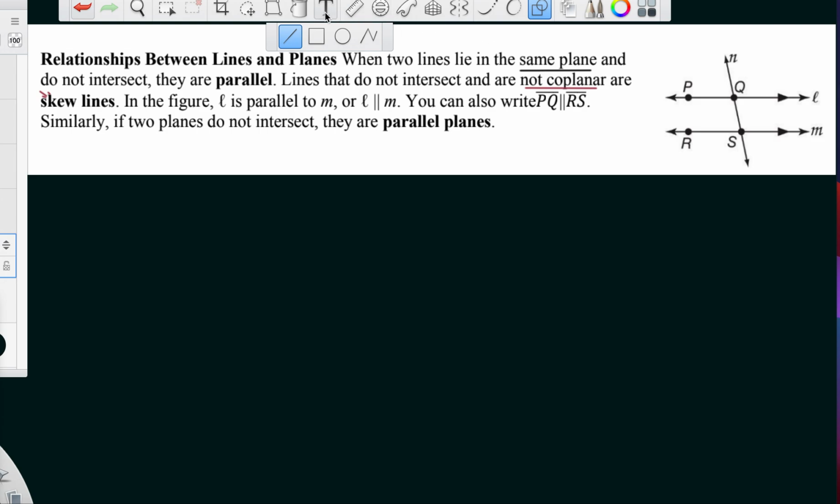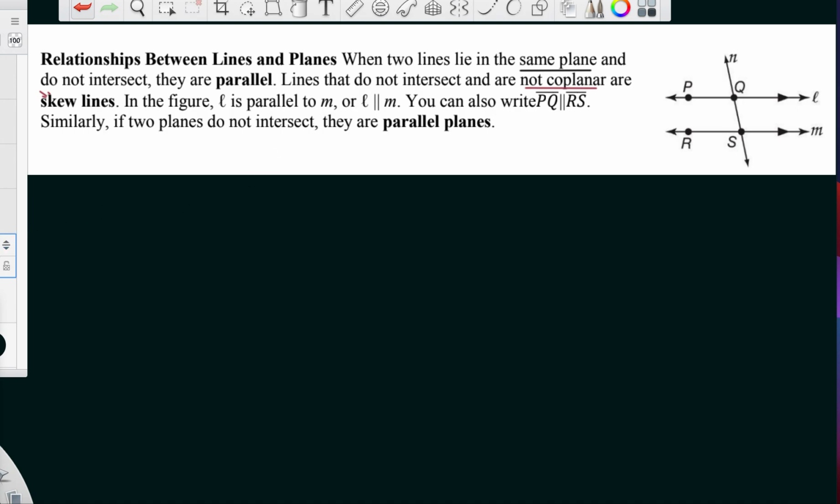Now, we don't have any skew lines here, right? We have a set of parallel lines. But this line here intersects with everything. This is actually called a transversal. A line that cuts through parallel lines on the same plane. That's a transversal. And we're going to talk about transversals later. Not right now.